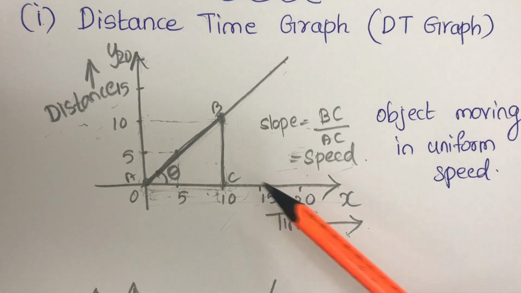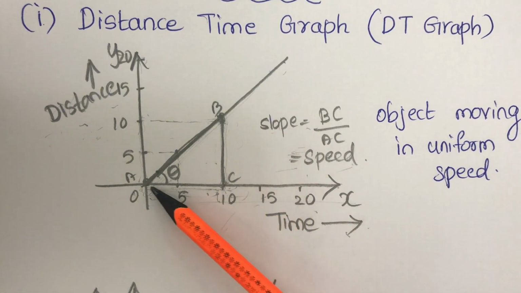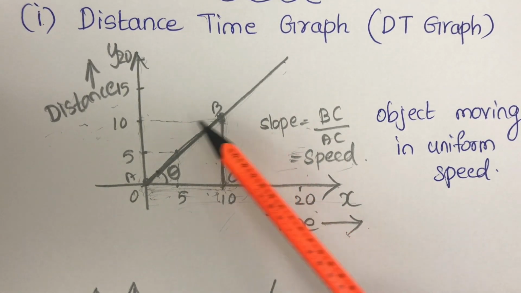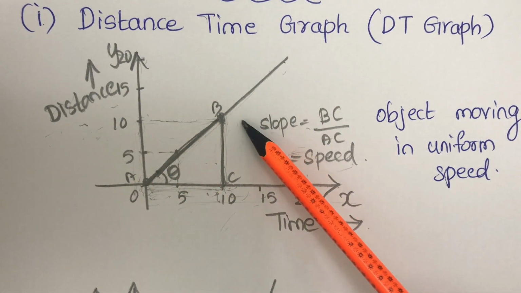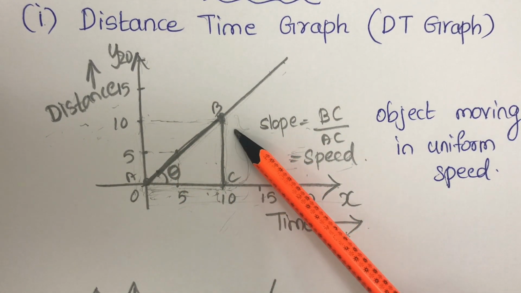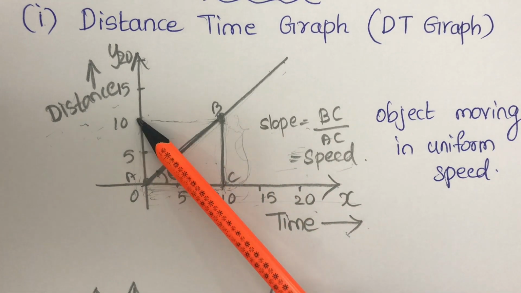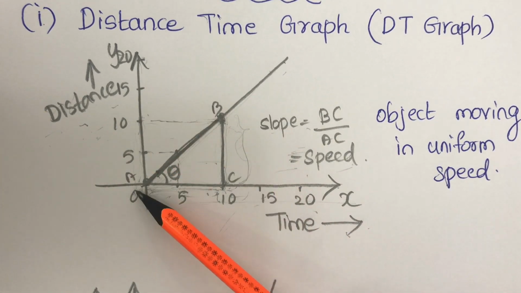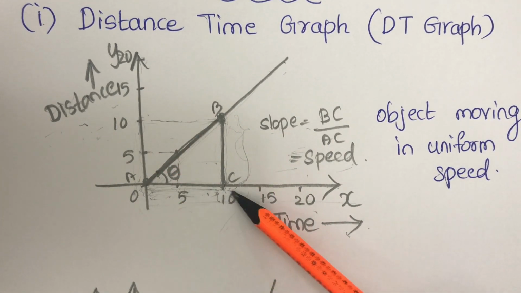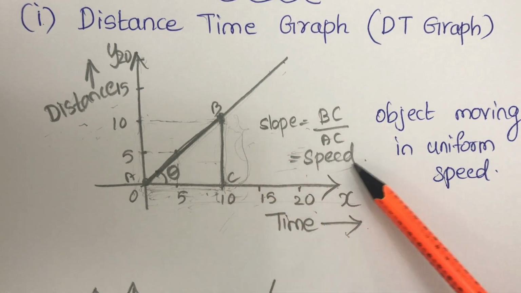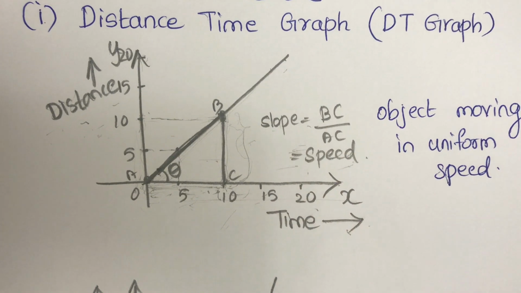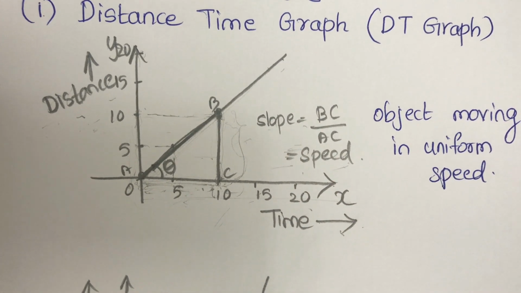So how will we get the speed? Opposite by adjacent. The opposite side is parallel to the y-axis, no? So we get the distance using the y-axis, and then divided by the x-axis we get the time. So distance divided by time is speed. So the slope of a distance-time graph is giving us the speed.